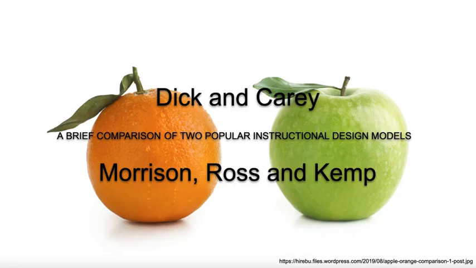This presentation discusses two models, the Dick and Carey model and the Morrison, Ross, and Kemp model. I'll start with a brief history of the model and then outline the steps included in each, along with strengths and limitations. I'll conclude by sharing contexts in which each model would be effective.